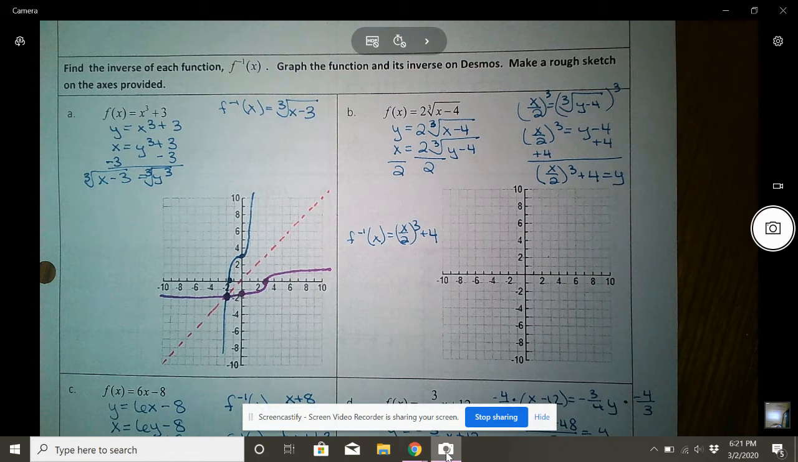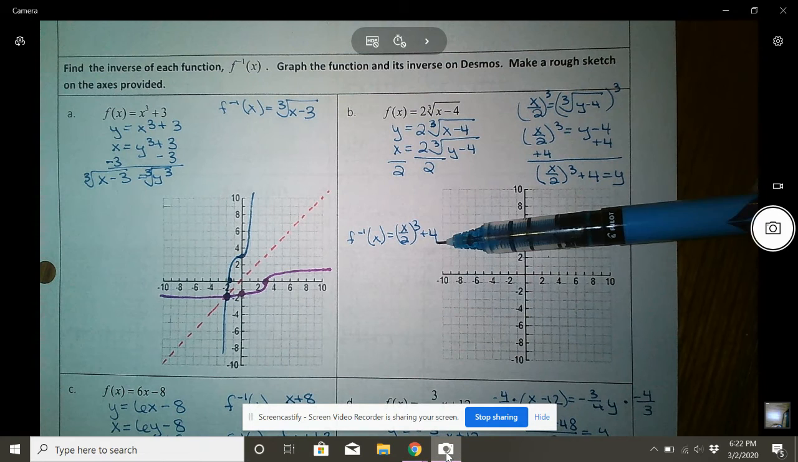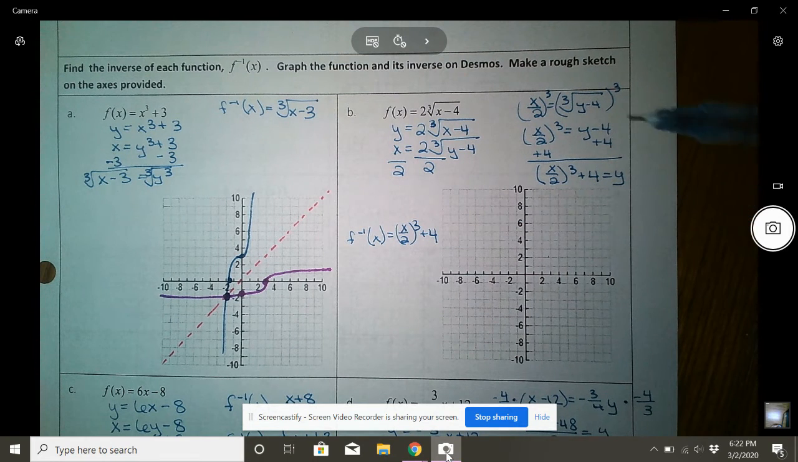Everyone, this is an explanation of practice problem B in your inverse graphing unit. So first thing I've done here, I've already done the work, but I solved for the inverse function. So check out my work here.